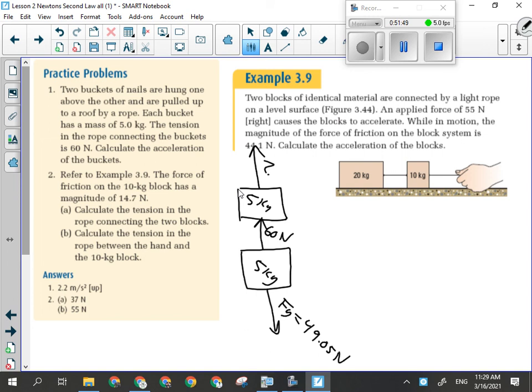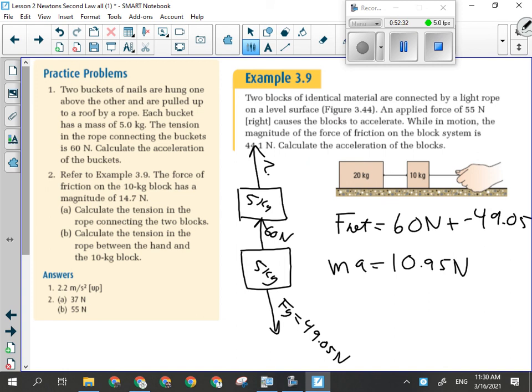So if I'm looking at what I have right now, I can calculate the net force acting on the bottom bucket. Agreed? I know how much is pulling up, I know how much is pulling down, and I know the mass of that bucket. So I can calculate the acceleration of that bucket and thus the entire system. Okay? So that's what I'm going to do. I'm going to say that the net force on the bottom bucket is the 60 newtons plus negative 49.05. So we're going to be looking at 10.95 newtons is our net force.